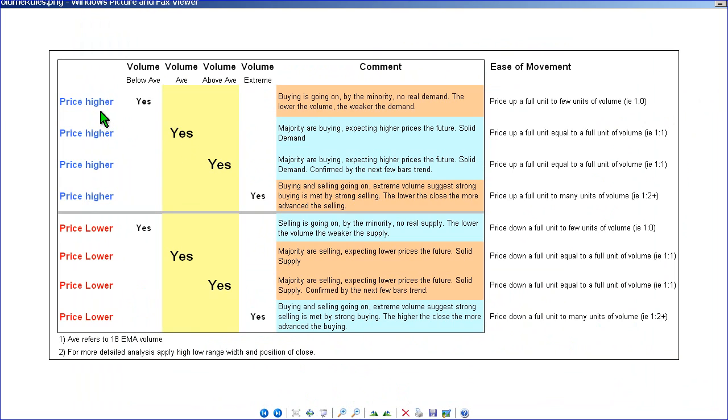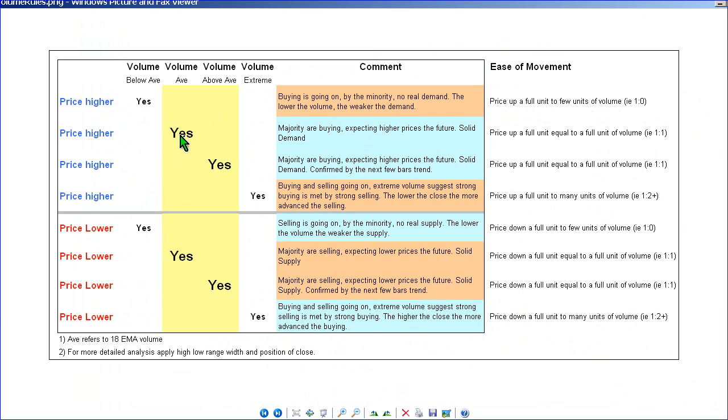Okay, first of all, let's just cover the price higher. If price is higher and you have below average volume, buying is going on by the minority. There's no real demand. The lower the volume, the weaker the demand. Simply, this is one unit of price to very few units of volume, so 1 to 0. So you've got price going up a bit, but the volume is not an equal situation. It's lower.